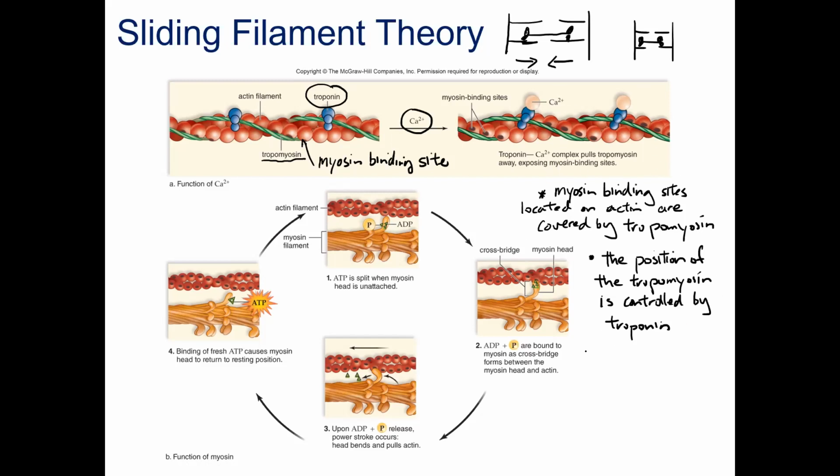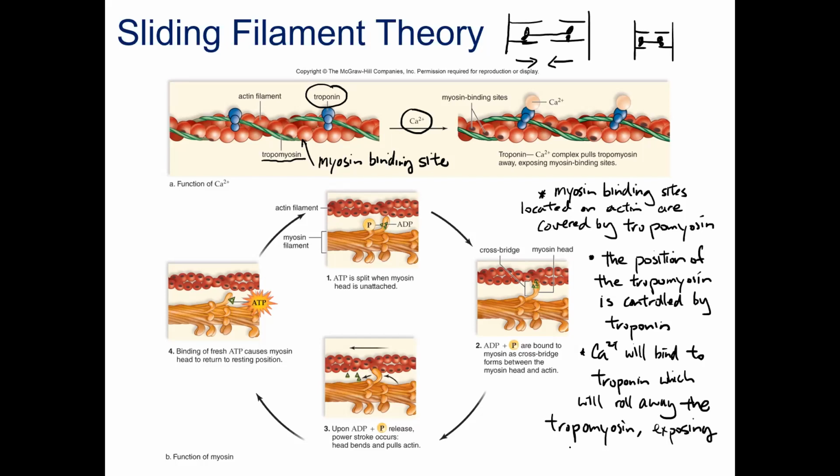But the key thing to remember is basically what I said here. In the presence of calcium, calcium will bind to troponin, which will roll away the tropomyosin, exposing the binding sites. Once the binding sites are exposed, the myosin will grab onto those sites and pull towards the center. All right.